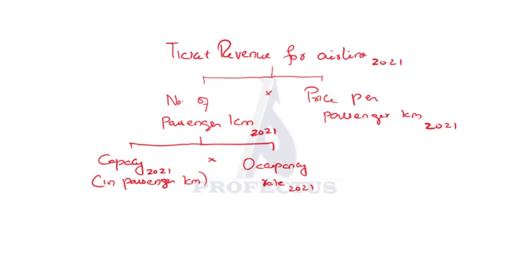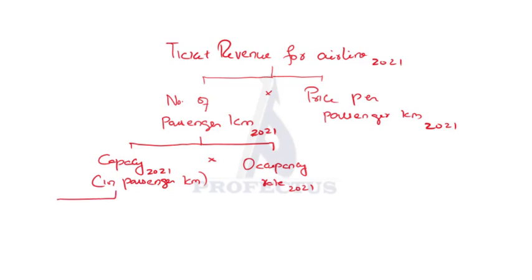So we started with ticket revenue. That problem got broken into two pieces. Now each of these problems is going to get broken into two pieces. Let's finish this part. Let's finish the left hand side node one by one. How do we get capacity in passenger kilometer terms in 2021? If you have n number of seats and you travel y number of kilometers, then n times y is the capacity you're going to have.